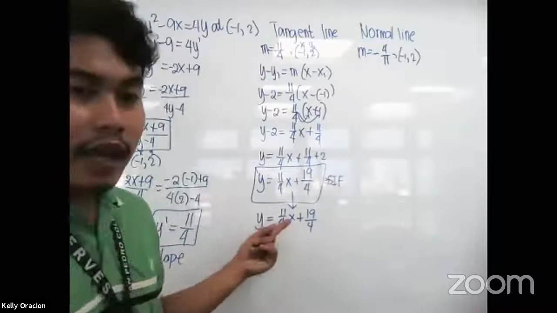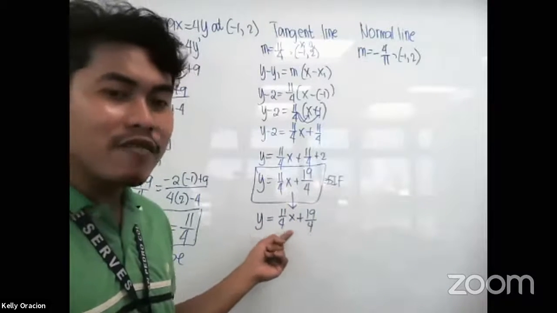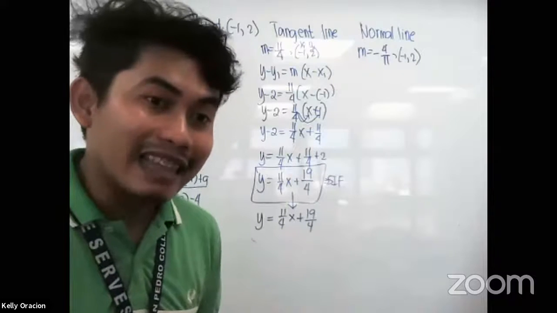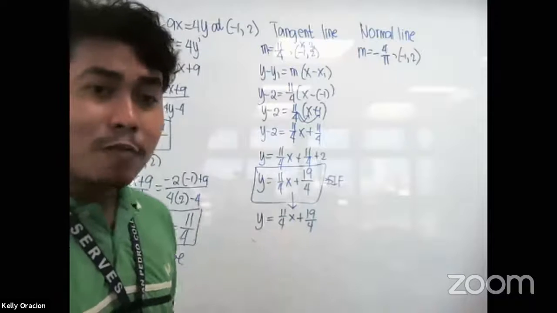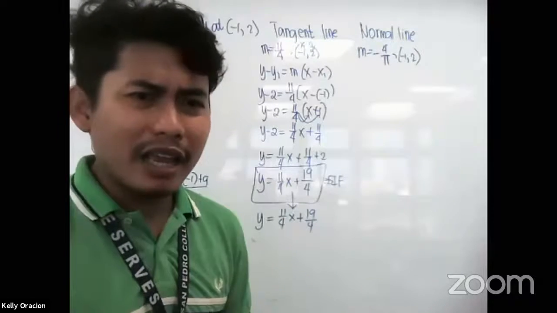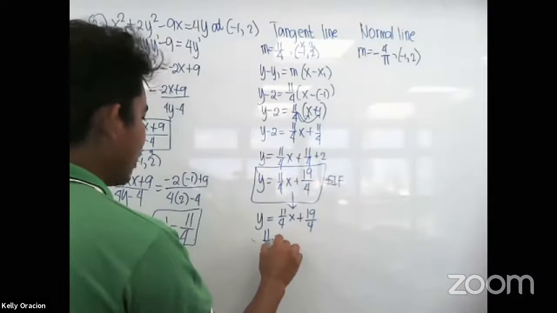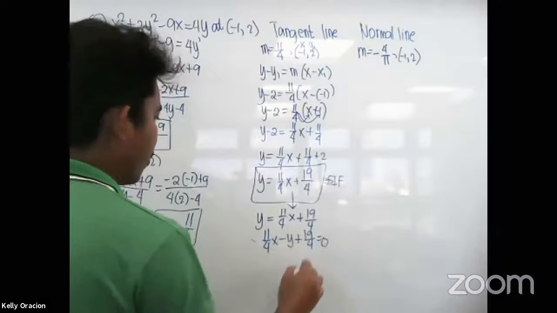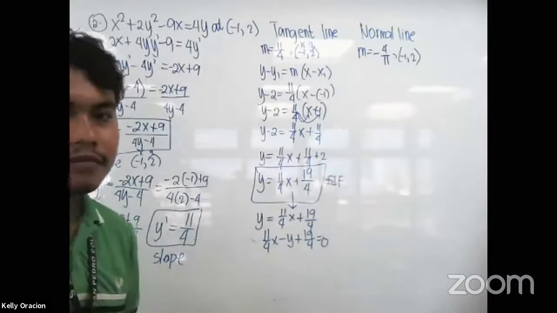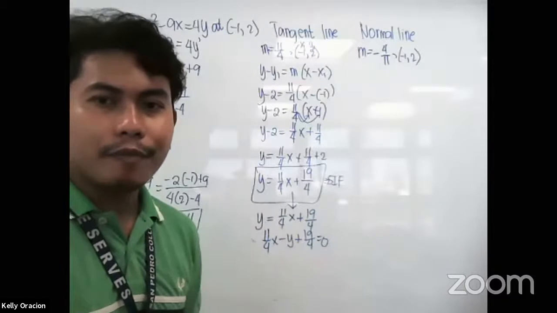Now, positive ang x, right? Positive yung x natin. So since positive man siya, ang ating ililipat si y na lang, kasi positive naman ang x. So 11 over 4 x minus y plus 19 over 4.